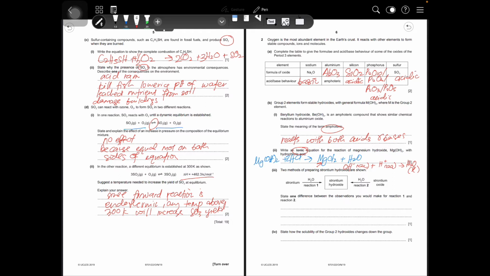Two methods of preparing strontium hydroxide are shown. State one difference between the observation you would make for reaction 1 and reaction 2. Strontium is a metal, so any metal reacting with water will cause fizzing, or effervescence. So that would be reaction 1. However, in reaction 2, this is an oxide. An oxide reacting with water will not produce any bubbles or fizzes. So this is the difference in the observation here.